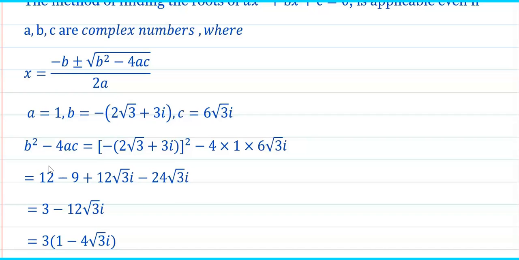What is b? Minus, in bracket, 2 root 3 plus 3i. Okay, it's a bracket square. Minus 4ac, 4, a is 1 and c is 6 root 3i. Okay. आता याचा होल स्क्वेअर करणार. ओके. मायनसचा स्क्वेअर केला इथं तो किती येणार तर तो प्लस येणार. The square is in this manner. The 2 root 3 plus 3i, it's a bracket square. Okay.